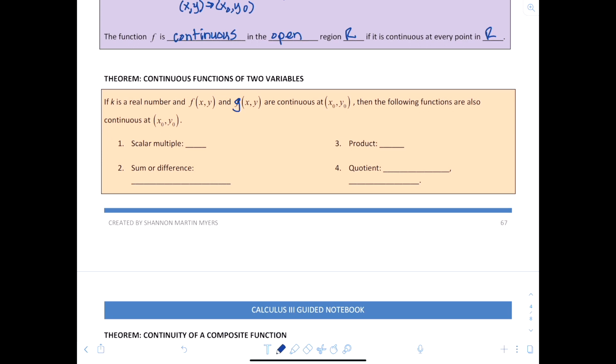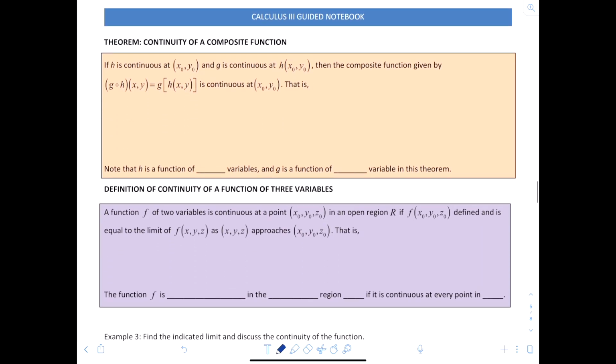So the scalar multiple of a constant times a function, the product of the functions, the sum or difference, f plus or minus g, and then the quotient. The quotient would be continuous as long as both f and g are continuous and g at x0, y0 is not equal to zero, because you still don't want a zero in the denominator. Cool? All right, so next up, continuity of a composite function.